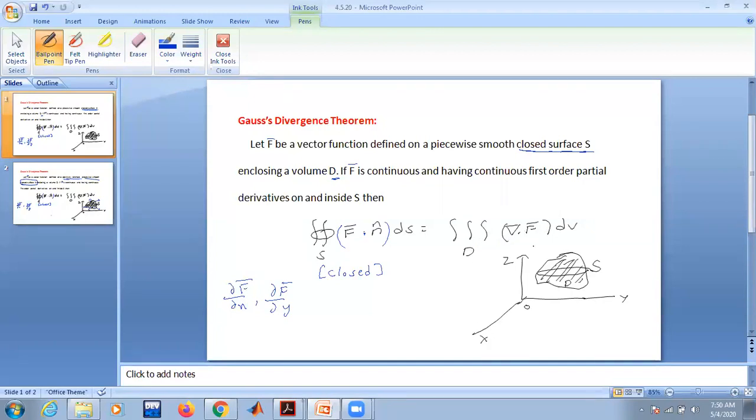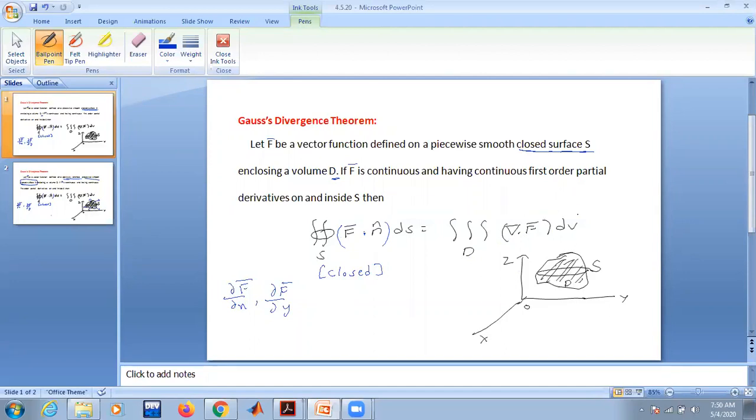Del dot f bar is the divergence. So this theorem converts a surface integral to a triple integral. It says the surface integral of f bar dot n bar over the closed surface is the same as the divergence of f bar over the region D. Where is the region? D is the region inside this closed surface.